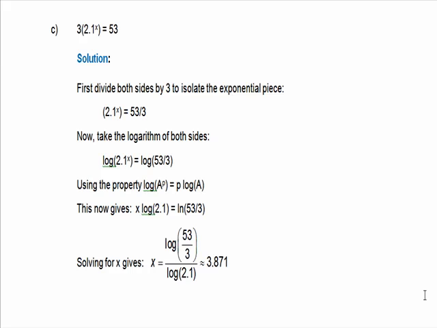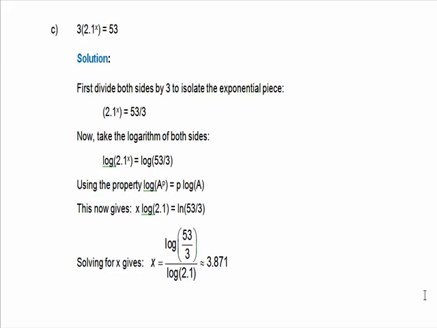Notice once again, the exponential is not isolated, and so the first thing I'm going to do is divide both sides by 3 to isolate the exponential piece. Doing so gives me 2.1 to the x equals 53 divided by 3.